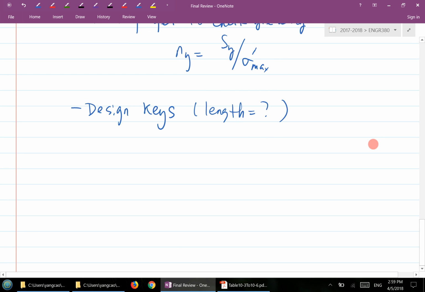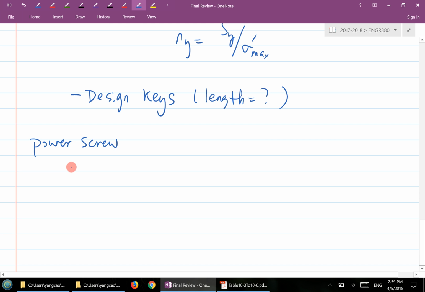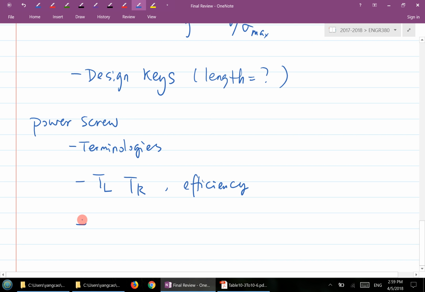So check out one of the class examples, and I have a fairly detailed Excel solution too for that class example. Now, power screw. We looked at the terminologies. We also looked at the torque and the efficiency, and also the different stresses at different locations.